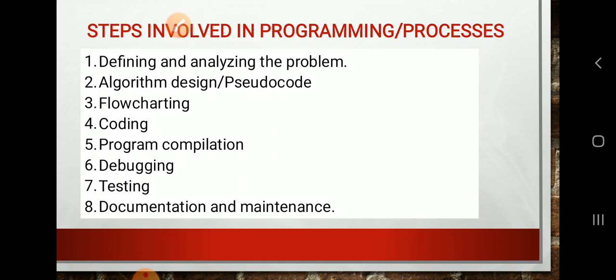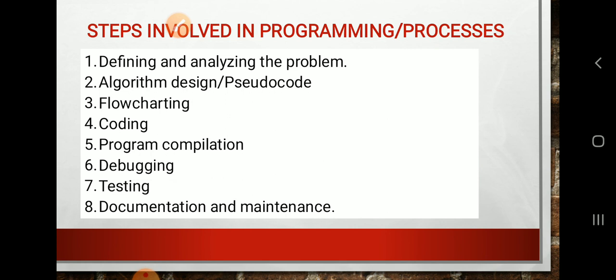Pseudocode is just a twin brother of program. Now, after the algorithm design and pseudocode, we need to do the flowchart, draw out the flowchart of your problem, and then put this algorithm and flowcharting into code. That is, you start the coding at this step. That's number 4. After you've defined the problem and analyzed the problem, you also design your algorithm, you flowchart the algorithm, you now code, and then you compile.